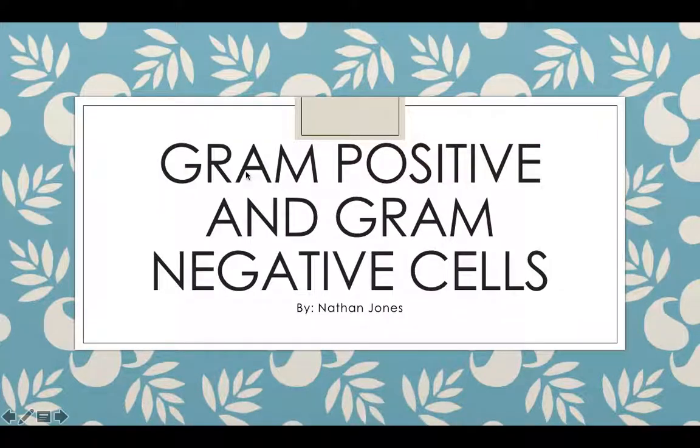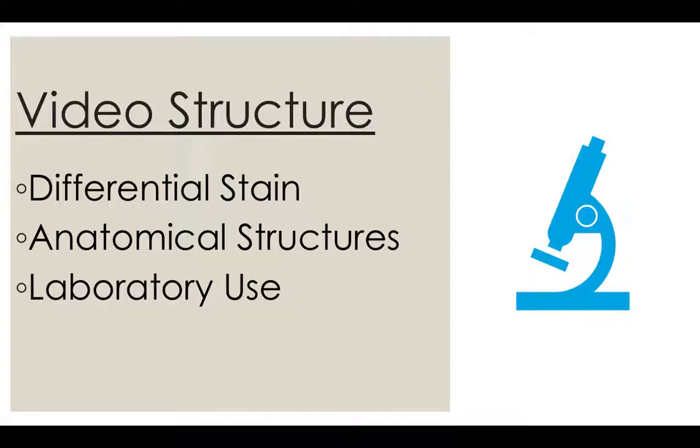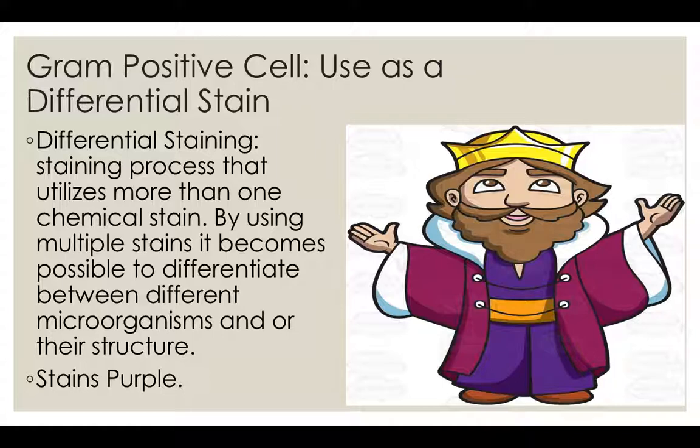Alright, so in today's video, we're going to look at gram-positive and gram-negative cells. Throughout the video, we're going to learn about differential stains, the difference in gram-negative and gram-positive anatomical structures, and their laboratory use. So, gram-positive cell. The first thing we need to know about it is what is a differential stain.